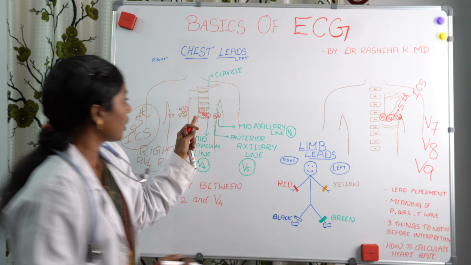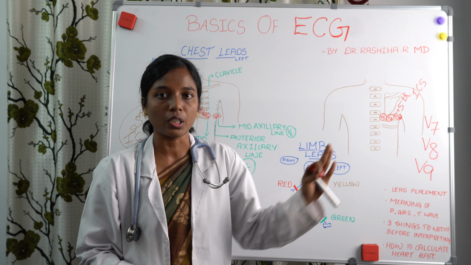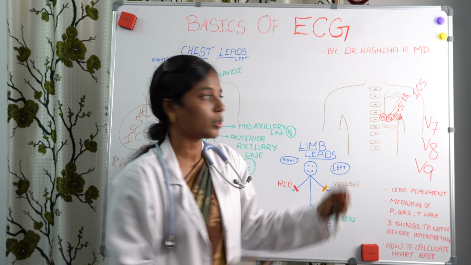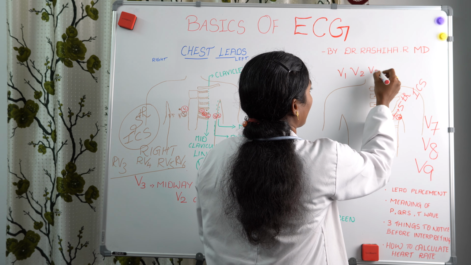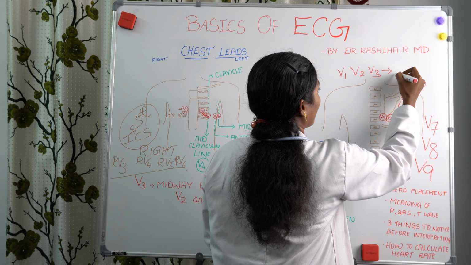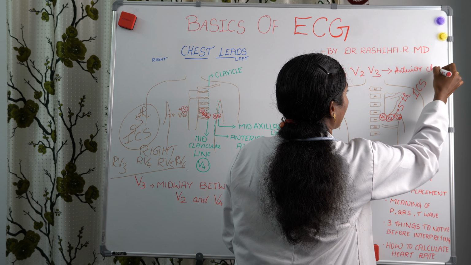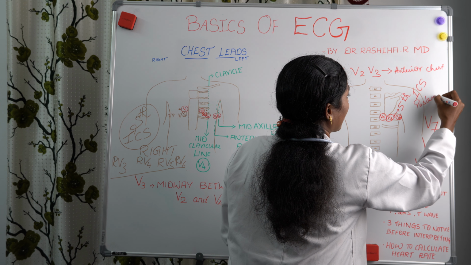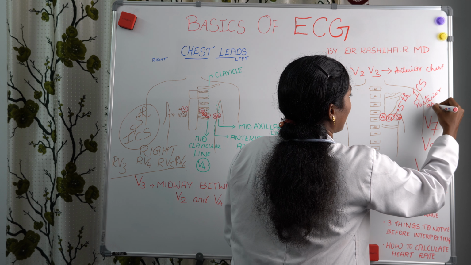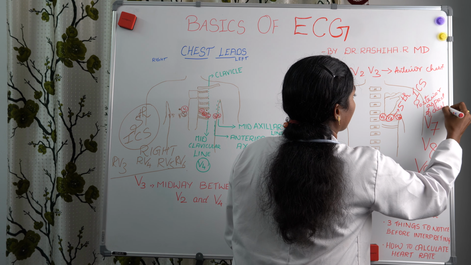And we are going to place the leads V1, V2 and V3 in the same position for the posterior ECG. So V1, V2 and V3 we are not going to change. They are placed in the anterior chest wall itself, whereas these three leads are placed in the posterior aspect of the chest. And this is how we get our posterior ECG.